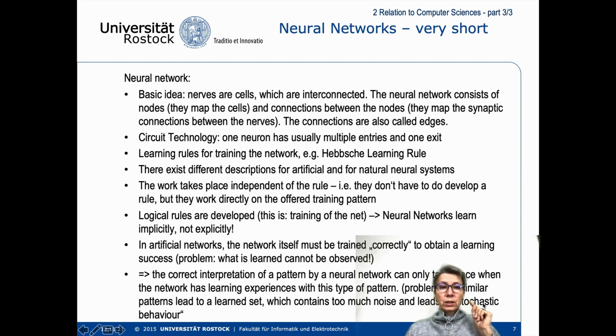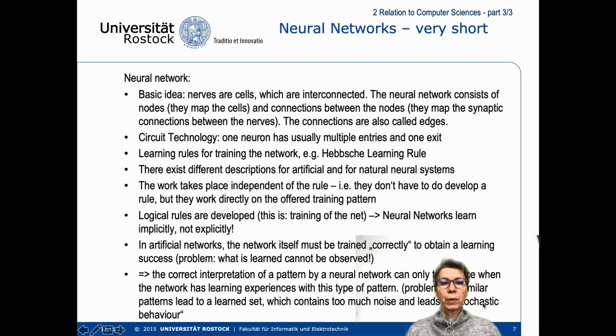What is very important in neural network technology is that we have learning rules which are reflected by the network, but the network is not learning the rule. The network is learning the pattern which is offered, and the learning of the pattern takes place based on the rule which is constructed by the neural network. This is really important. So the network is not learning the rule, but it's learning what the pattern reflects.